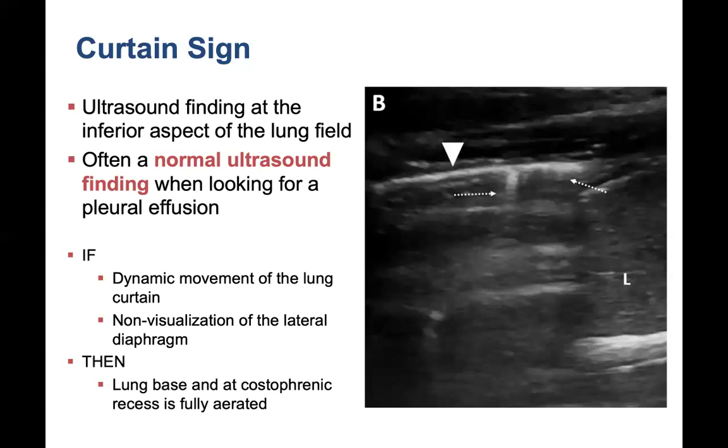The curtain sign is essentially what you will see if you're looking for a pleural effusion and there isn't one. So it's an ultrasound finding in the inferior aspect of the lung field. Again, it's usually a normal finding when you're looking for the pleural effusion. In these other images, we've seen the diaphragm and the tip of the lung in black. But in a normal, well aerated lung, that lung should be inflated and right up against the diaphragm.